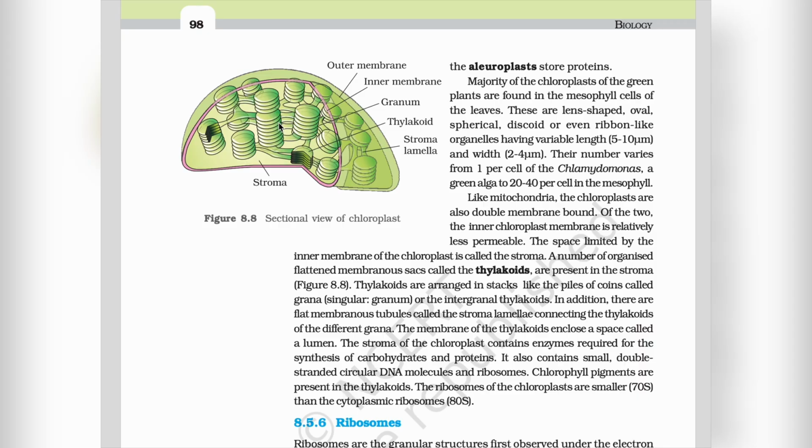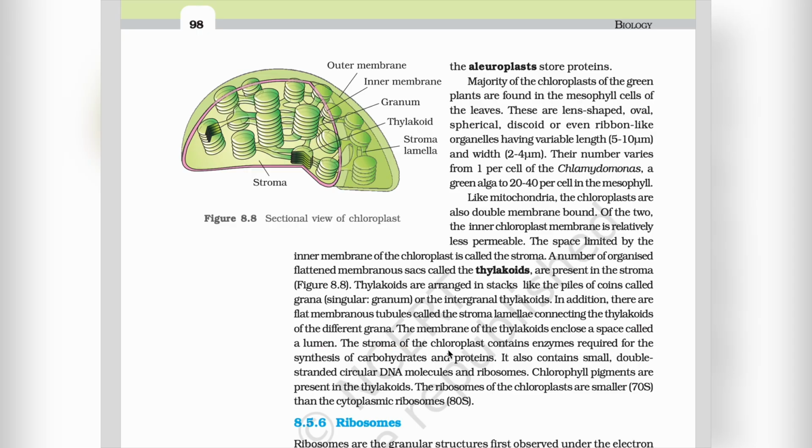One more thing is these stacks of grana are attached by lamellae. You can see this lamellae. This tubular structure here is called stroma lamellae. Now, thylakoids are arranged in stacks like the piles of coins called grana, singular granum, or intergranal thylakoids. In addition, there are flat membranous tubules called the stroma lamellae connecting the thylakoids of the different grana. The membrane of the thylakoids encloses a space called a lumen.